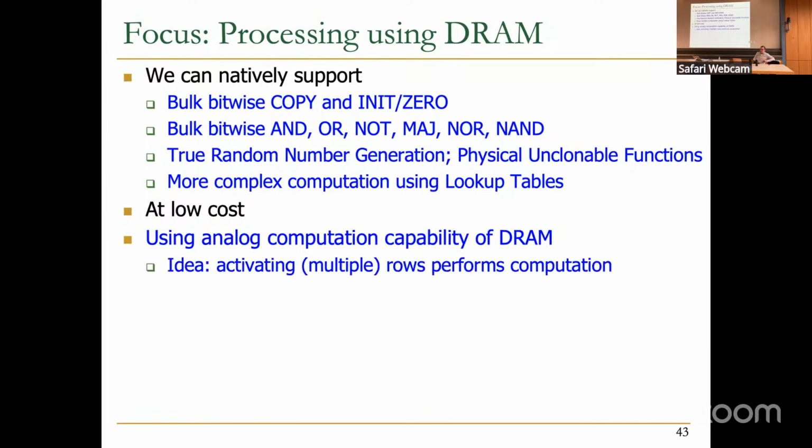And essentially, the ideas are going to be relatively simple. We're going to see how activating multiple rows, either sequentially or concurrently, performs computation or data movement. Actually, if you activate multiple rows sequentially, you get data movement. You move the values of one row to another row. And if you activate multiple rows concurrently, you enable computation.